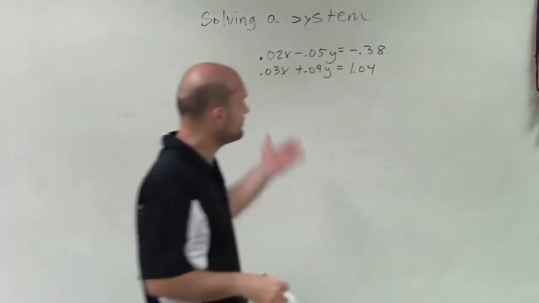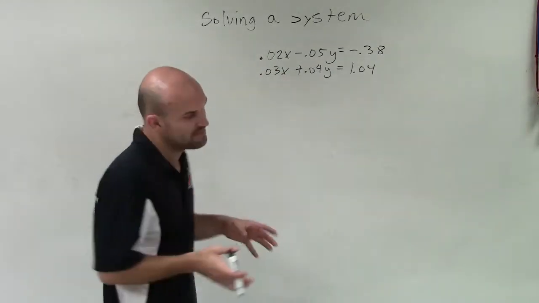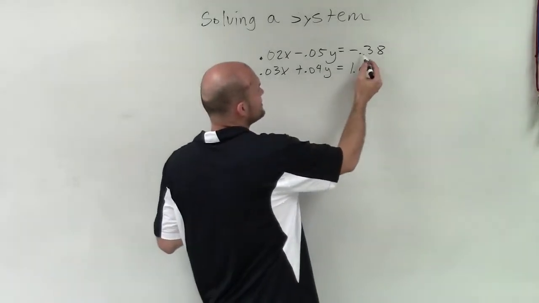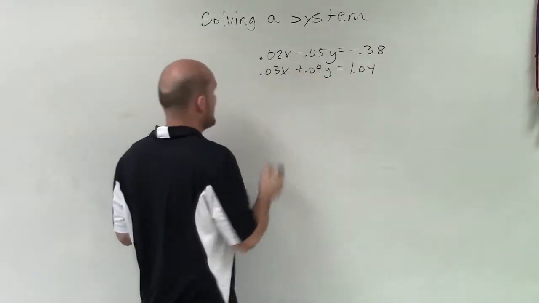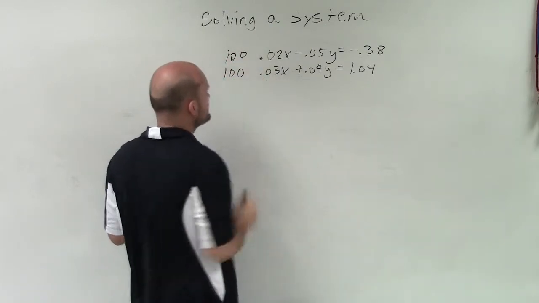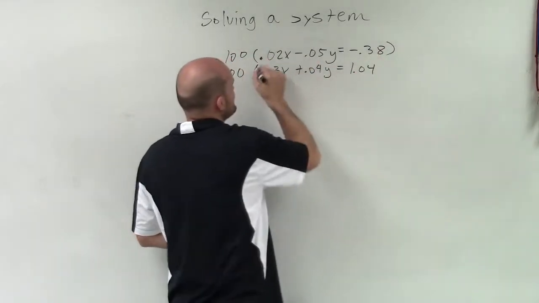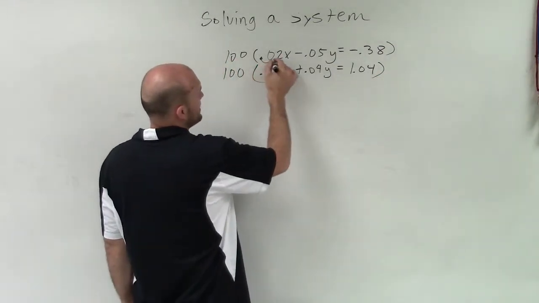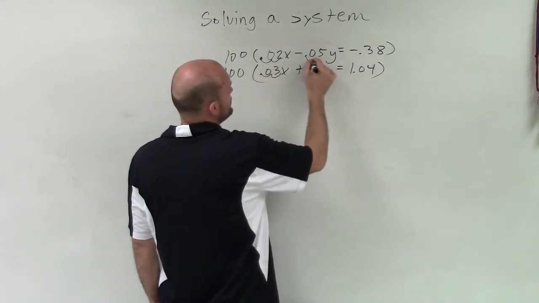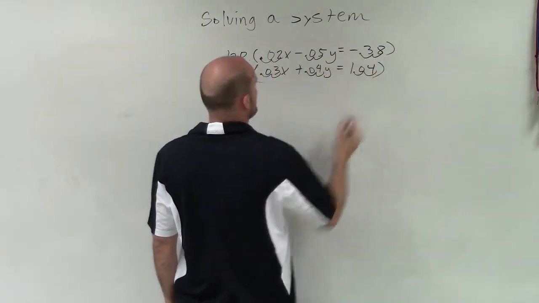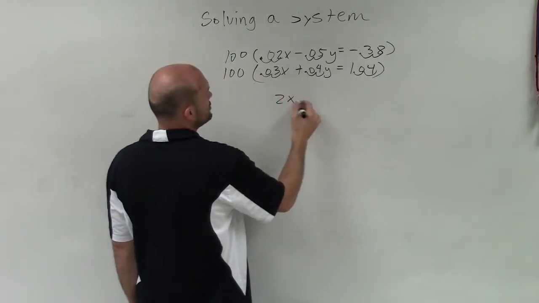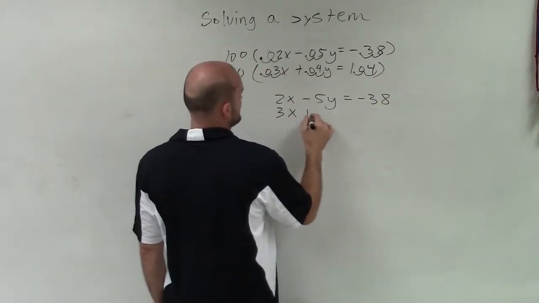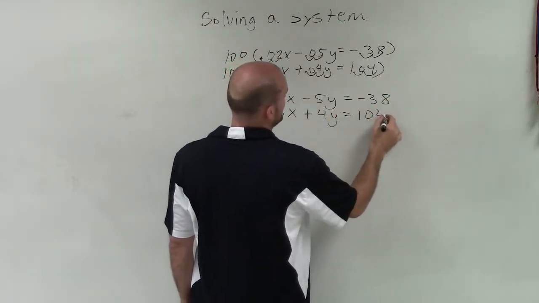So first of all, if I want to get rid of my decimals, I know that if I multiply by bases of 10, I can simply move over my decimal point. What I really want to do is move this decimal point over two values, so I'm going to multiply by 100. I'm doing this first just to make sure I can see what these numbers are and analyze this correctly. By multiplying, I'm moving the decimal point over two place values for each number. Therefore, I end up having 2x minus 5y equals negative 38, and then 3x plus 4y equals 104.